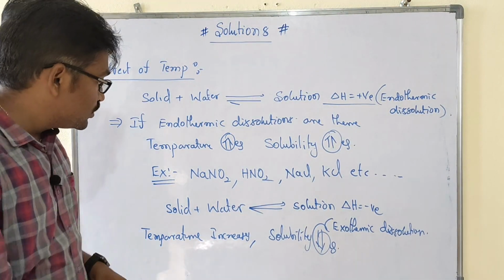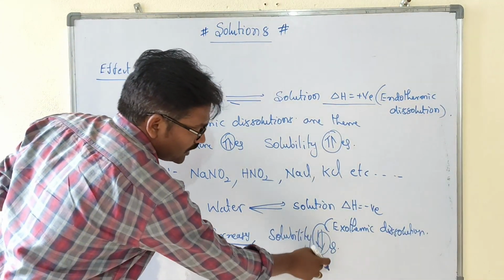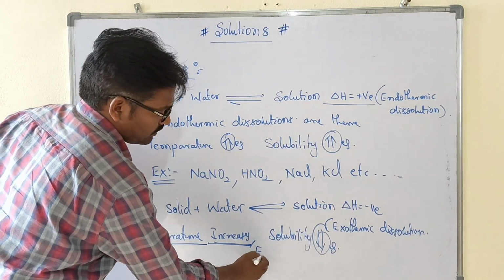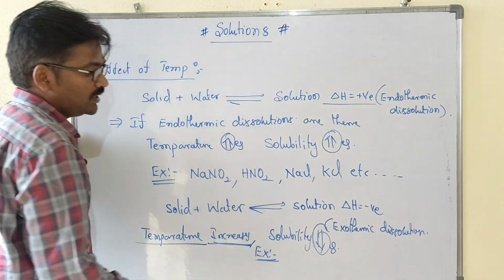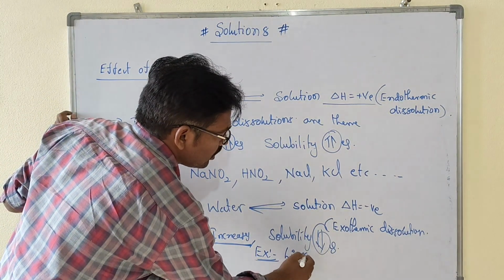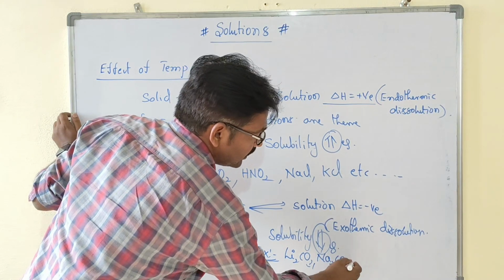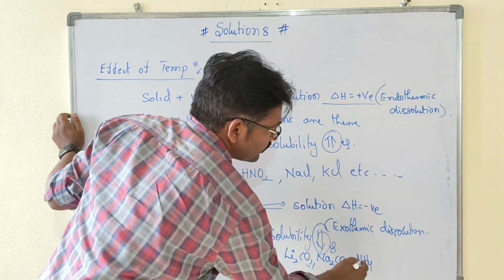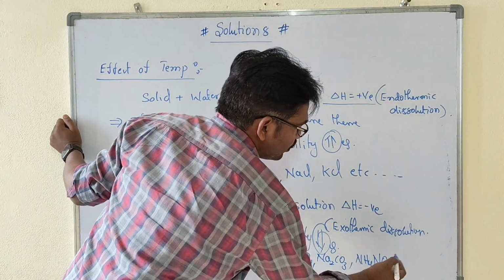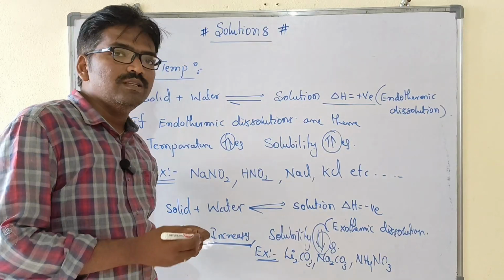For exothermic dissolution, if temperature increases, solubility decreases. Examples for these are lithium carbonate, sodium carbonate, Na2CO3, and ammonium nitrate, NH4NO3. So these are the examples for this.